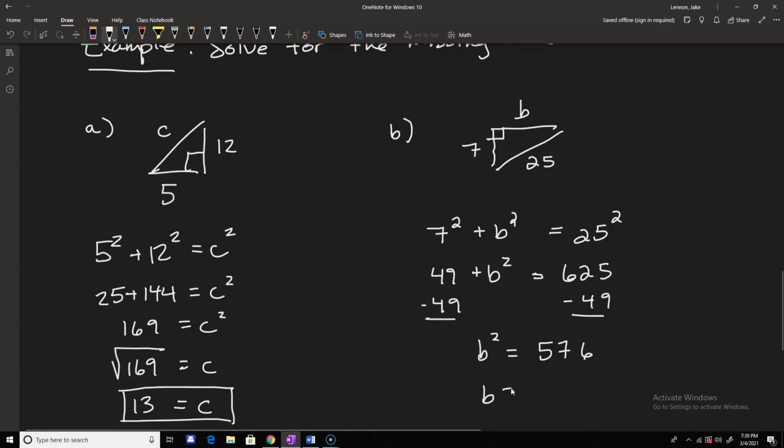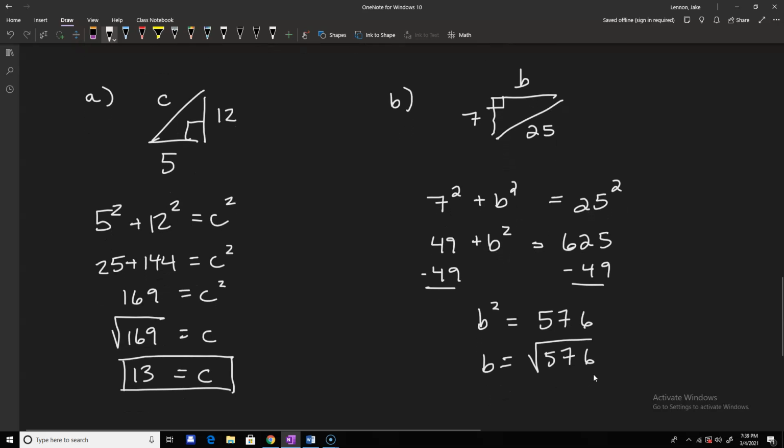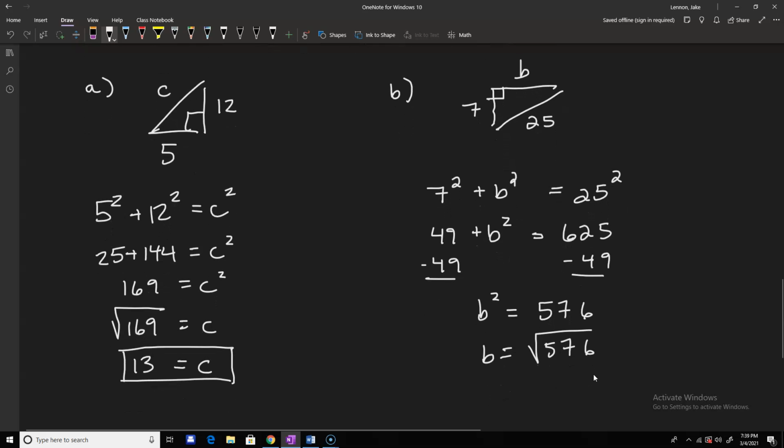And then again, we can solve for B by just taking the square root. Again, since this is geometry, all of these figures are going to have positive sides. And again, that's why we don't have to worry about a negative square root anywhere. So we get, in this case, that B is actually 24.